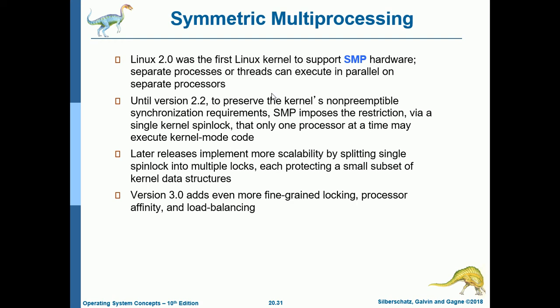Later releases of Linux implemented more scalability by splitting the single spinlock into multiple locks, each protecting a small subset of kernel data structures. And then version 3 adds even more fine-grained locking, processor affinity, and load balancing.